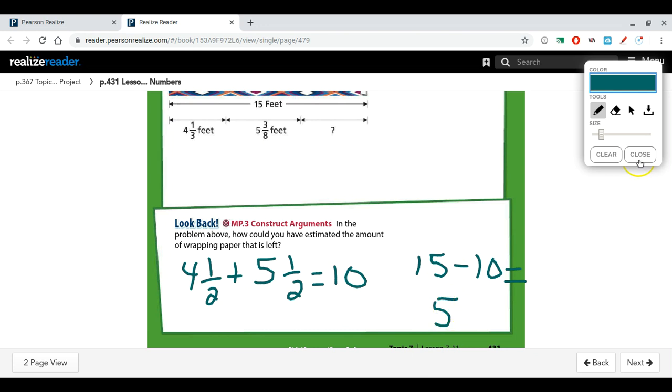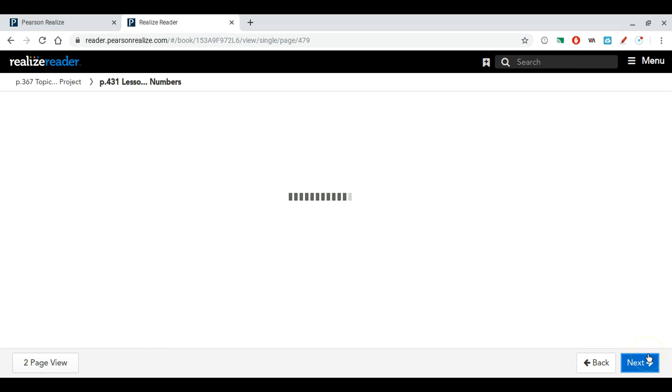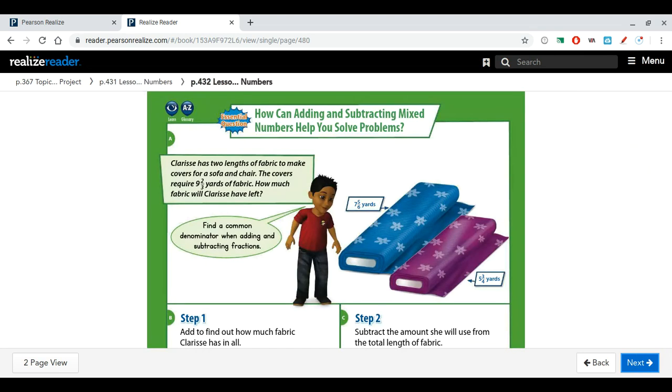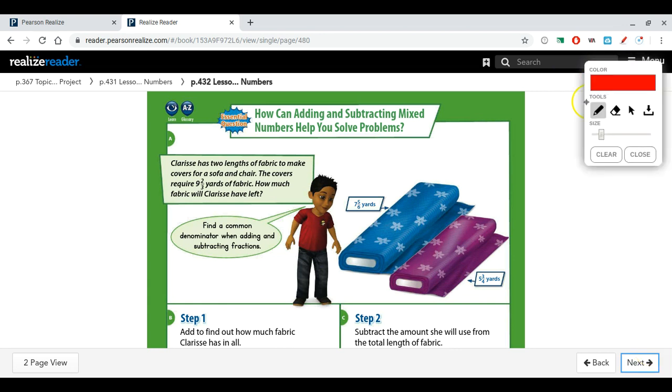All right, let's head to the next page and take a look at your visual learning. You'll notice that we're doing multiple steps now. We're adding mixed numbers or subtracting mixed numbers and taking those steps, so we're using addition and subtraction of mixed numbers in multi-step problems. This next one says Clarice has two lengths of fabric to make covers for a sofa and a chair. The chair requires about 9 2/3 yards of fabric. How much fabric will Clarice have left?